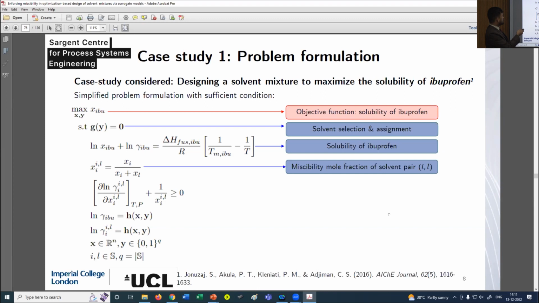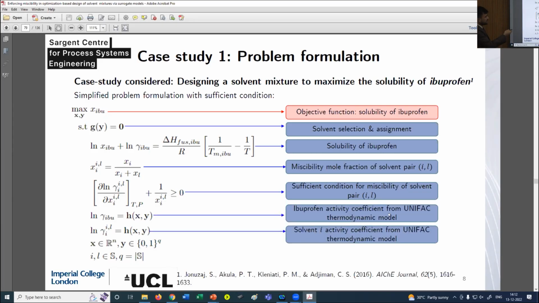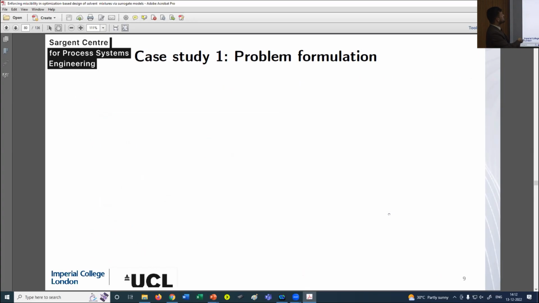Then we have the miscibility mole fraction, and based on the miscibility mole fraction, we have the sufficient condition. And again, this sufficient condition is based on the activity coefficient, or partial derivative of the activity coefficient, of the solvent. And these activity coefficients are obtained using the unified thermodynamic model. So this is the original problem formulation.